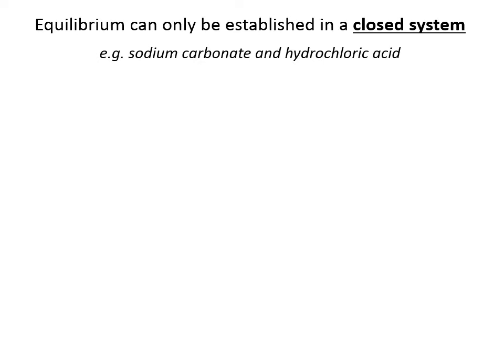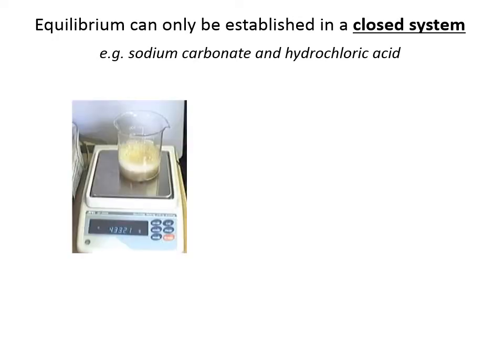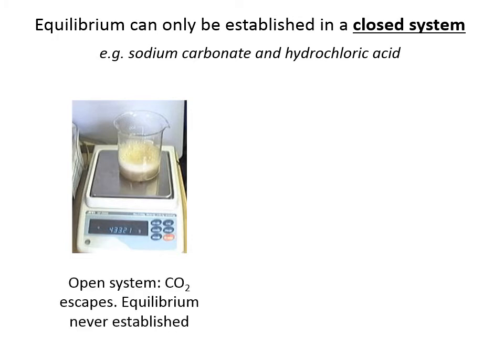Equilibrium can only be established in a closed system. So what actually is a closed system? Let's imagine a reaction between sodium carbonate and hydrochloric acid. If we do it in a beaker, sodium carbonate is going to react with hydrochloric acid in a neutralisation reaction. It's going to produce a salt, water and carbon dioxide. If we do this in an open beaker, the carbon dioxide gas is going to escape. So the system is not closed, there is a possibility of escaping. This reaction in a beaker cannot be a closed system, therefore equilibrium cannot occur. So this is called an open system.